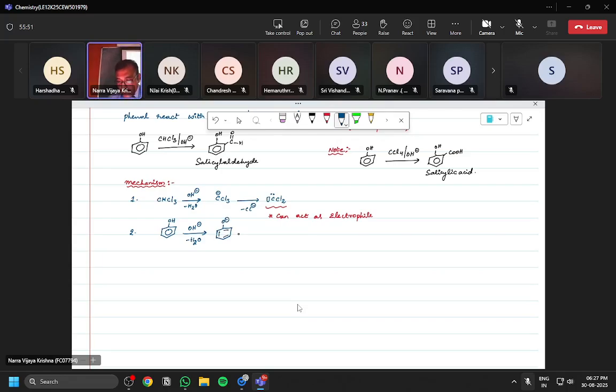Now this phenoxide ion can show resonance. This lone pair can shift here, making this pi bond shift here. Possible or not? So during resonance, I may get negative charge at the ortho position, or I may get negative charge at the para position also. Correct, sir? And this may shift back, making this pi bond shift. Possible or not? So I may get negative charge either at the ortho position or the para position.